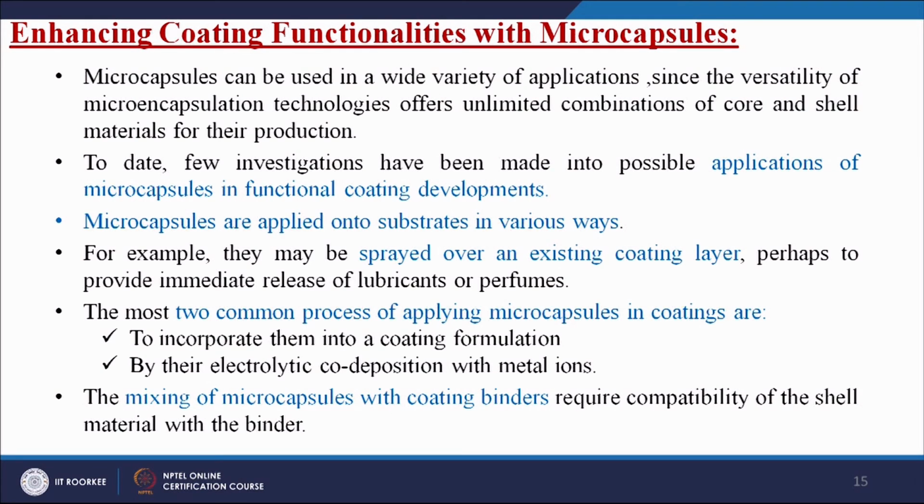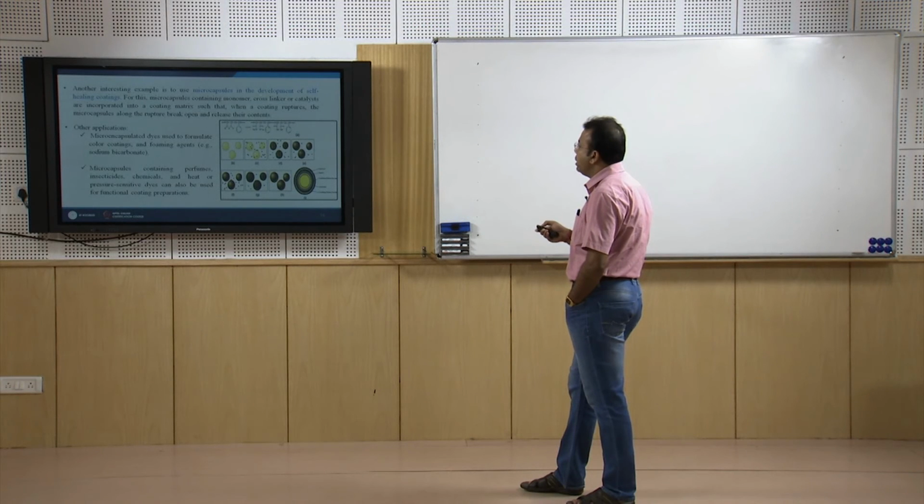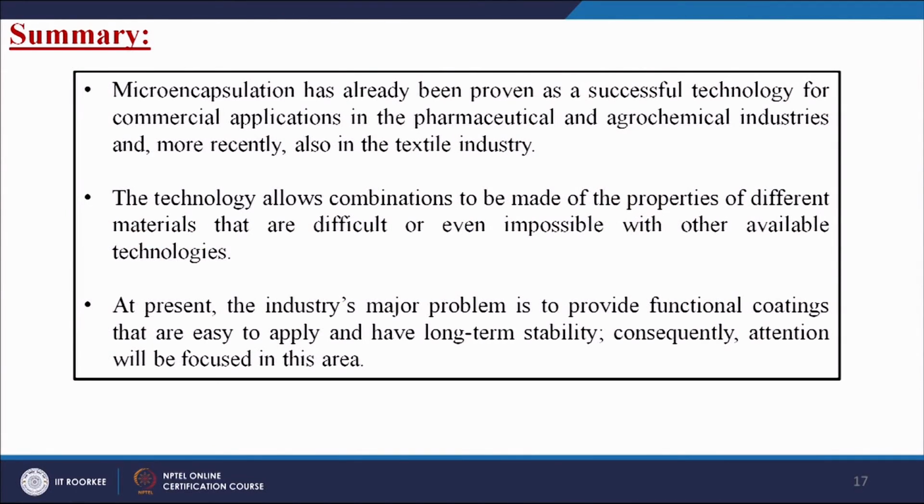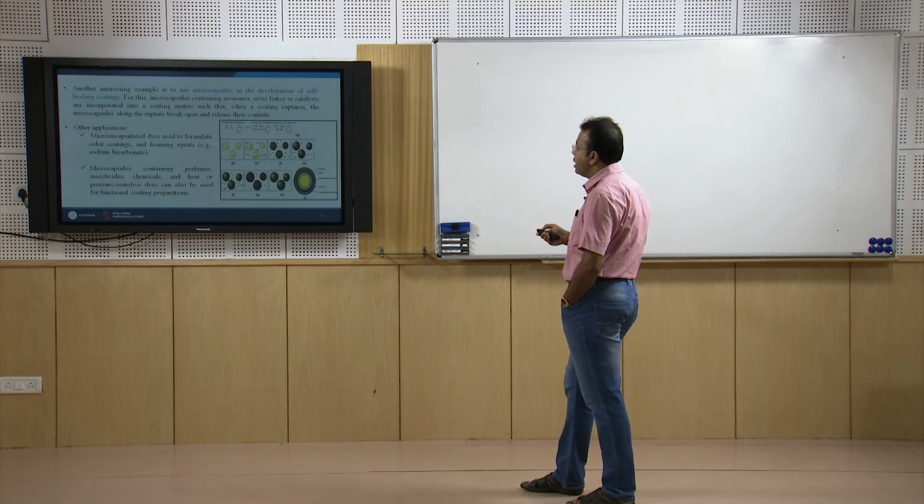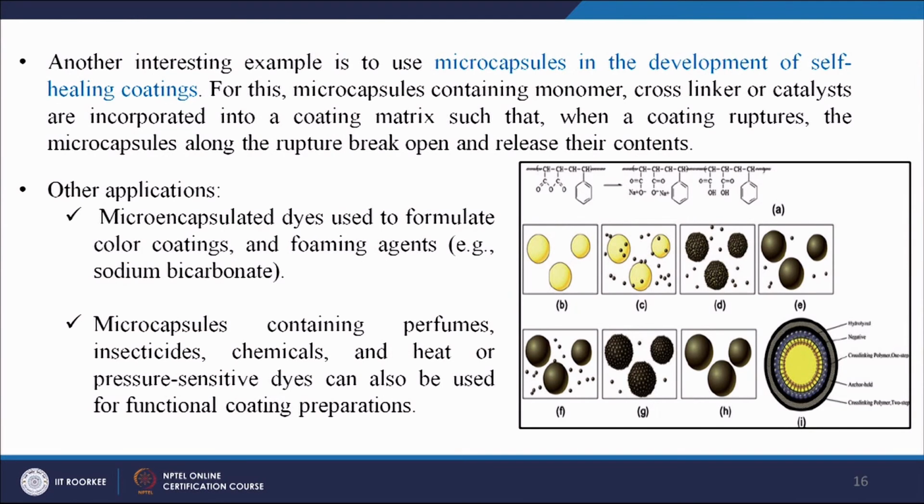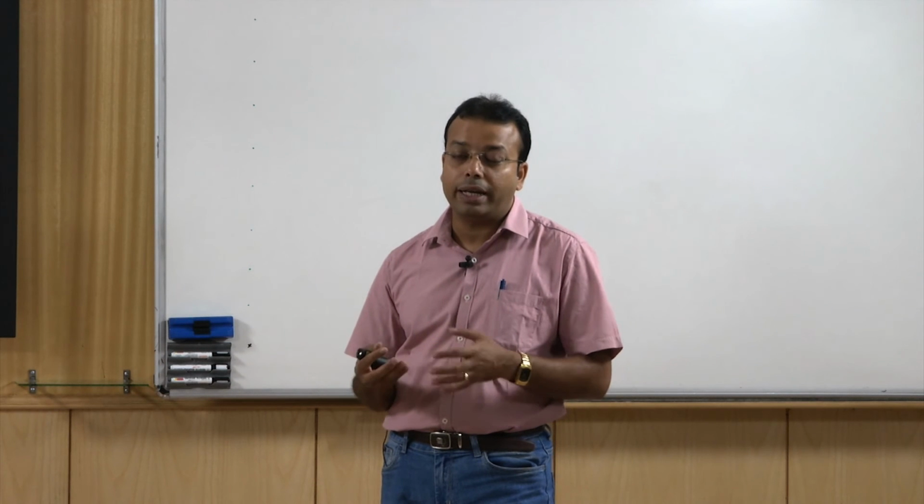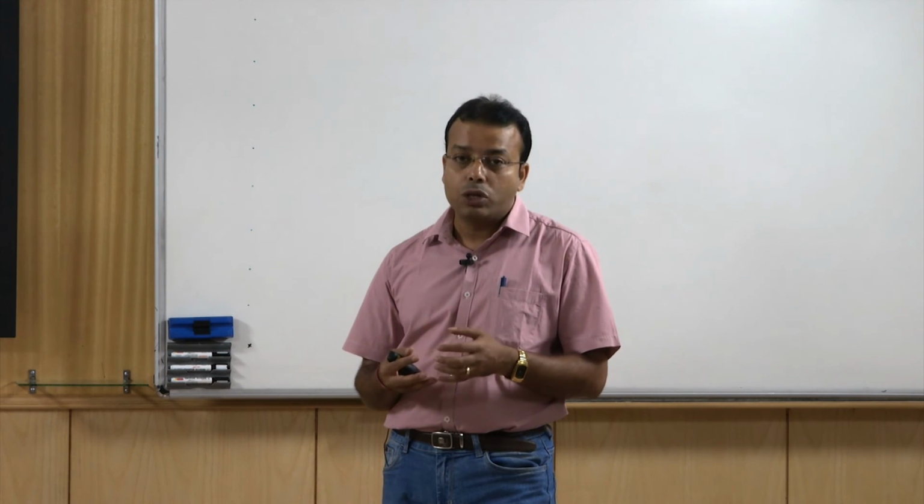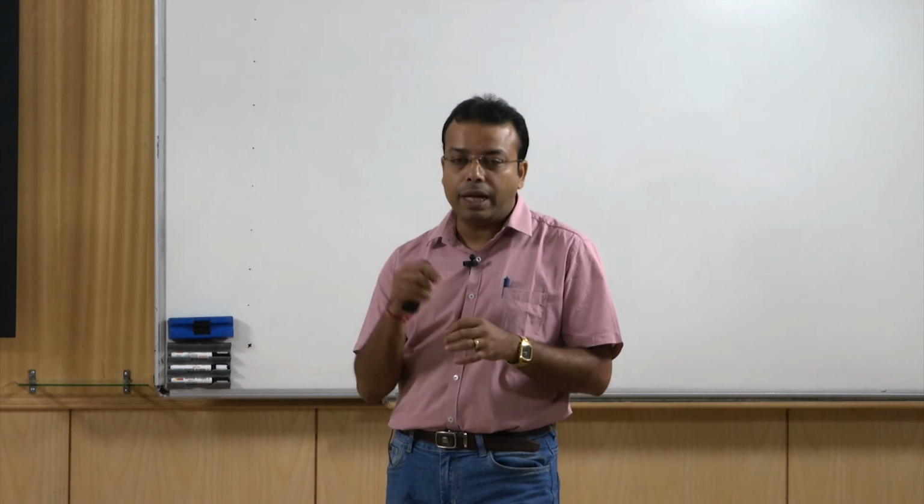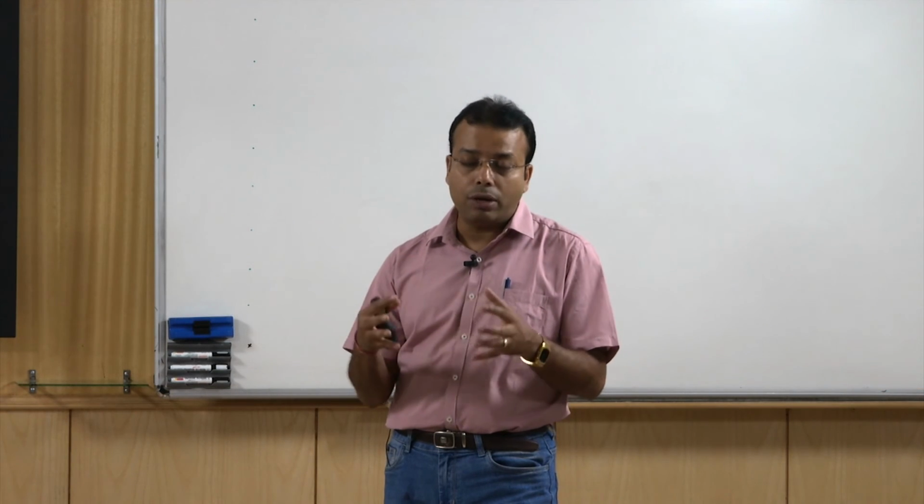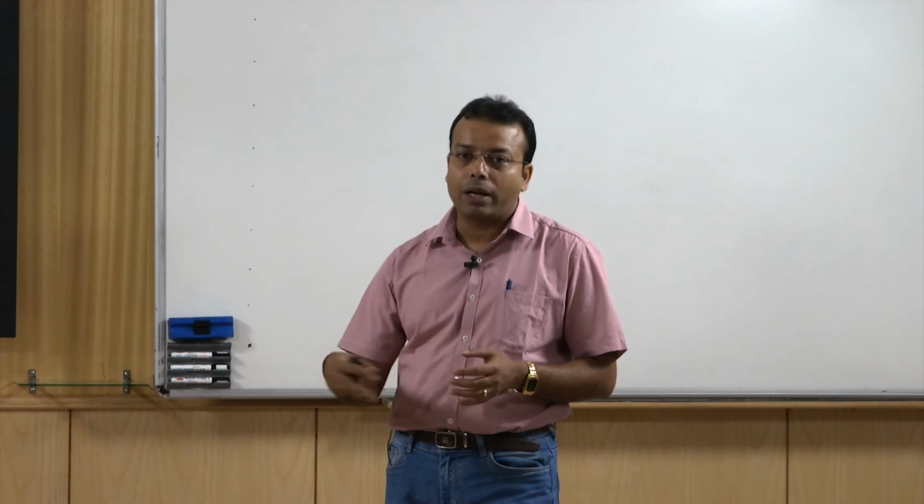So, here are examples of how we are going to use this technology for microencapsulation. Another interesting example is to use microcapsules in the development of self healing coatings. For this, microcapsules containing monomer, cross linker or catalyst are incorporated into a coating matrix such that when the coating ruptures, the microcapsules rupture with it, break open and release their contents. The best example is a punctureless tire. If there is any puncture, that material will automatically come and heal it, so the tire will not lose air pressure and can work perfectly fine.